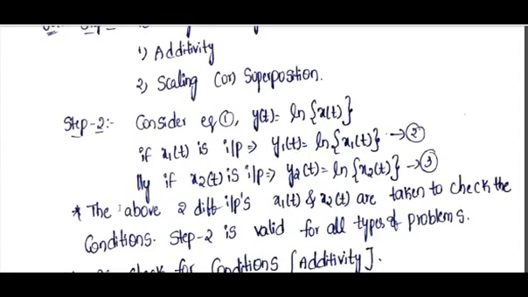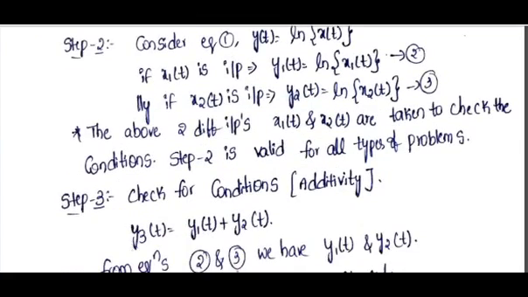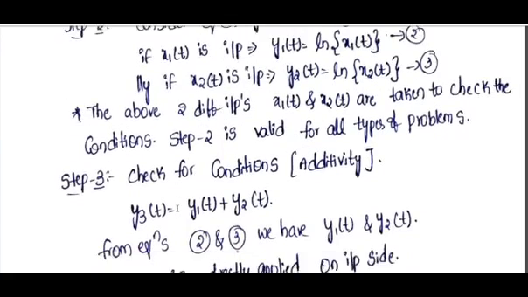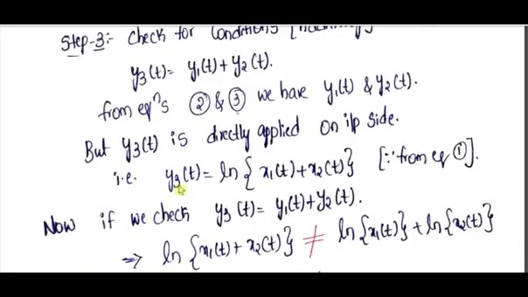Now I need the overall response of that signal. To check that condition, I require y3 of t. From equations 2 and 3 I have y1 and y2, but now I need y3 of t. What is y3 of t? It is the overall response of the system, which I take from equation 1. Equation 1 is logarithm of x of t. In place of x of t I have written x2 of t plus x1 of t.